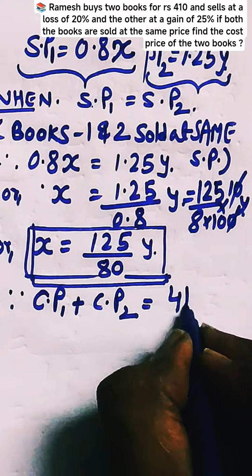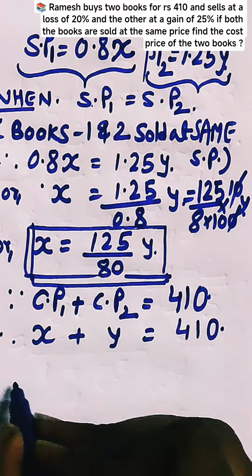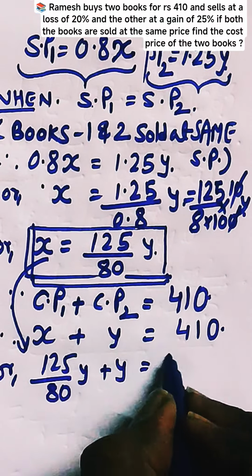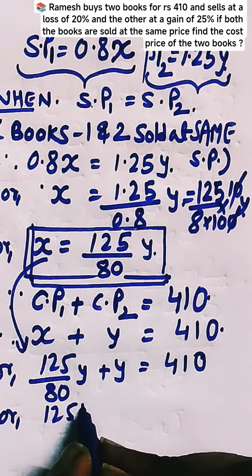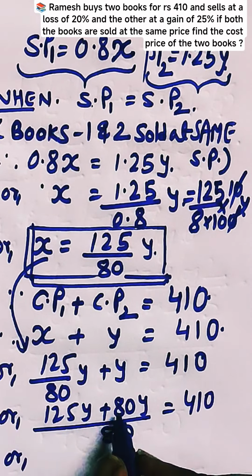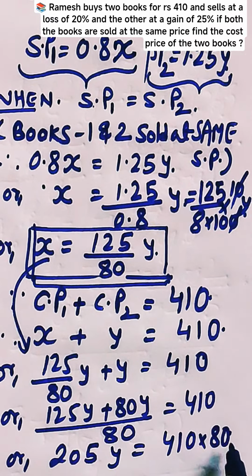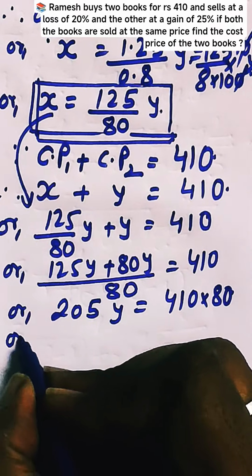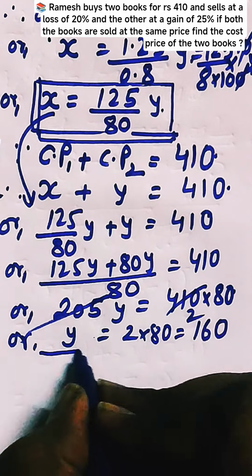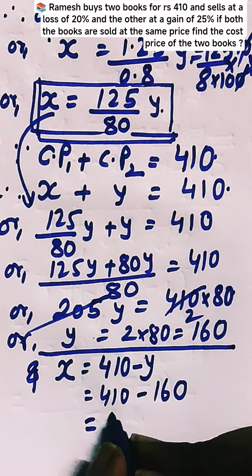So earlier we have the equation, that is the cost price of book 1 and cost price of book 2 equal to 410, and that is equal to x plus y, because CP1 is x and CP2 is y. Just write 410 and replace the value of x as equal to 125 by 80y. By using the substitution method, we replace the value of x over here, and then we get a linear equation in one variable where y comes as 2 into 180, which is equal to 160. So 160 is the cost price of book 2.